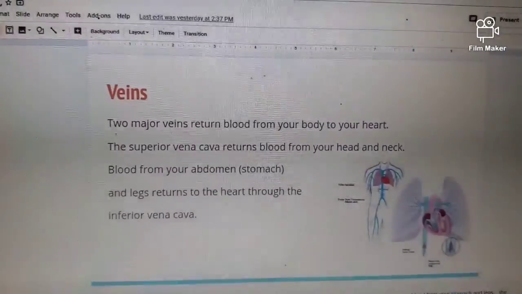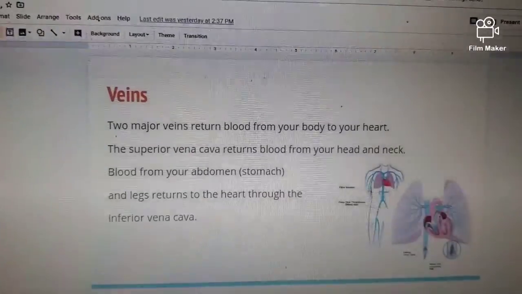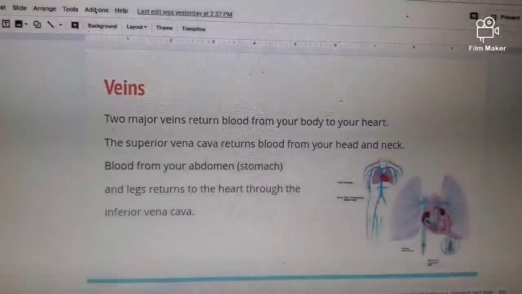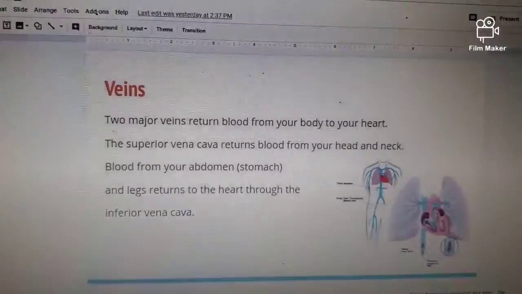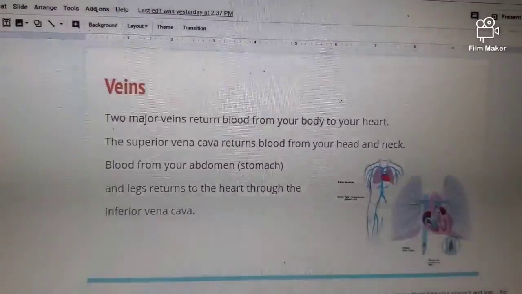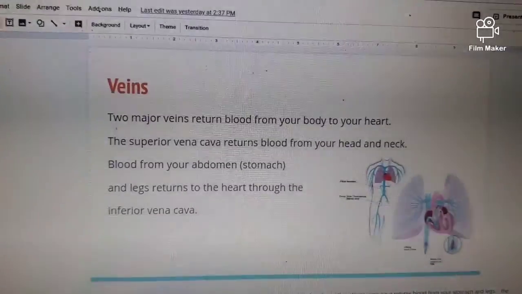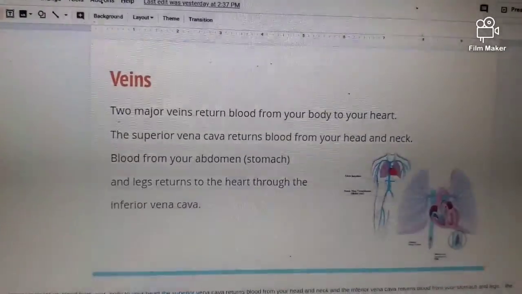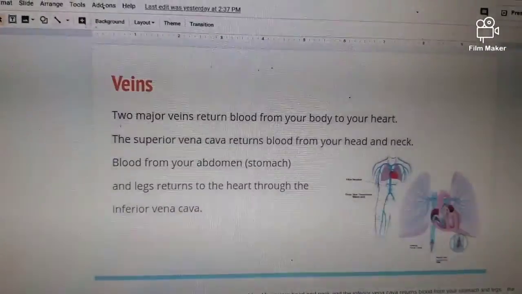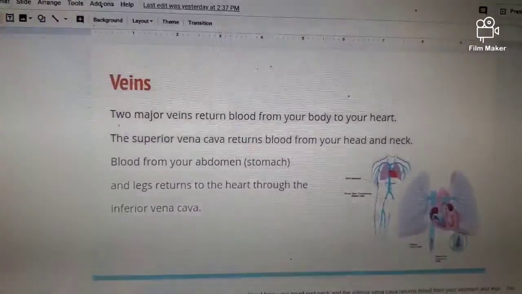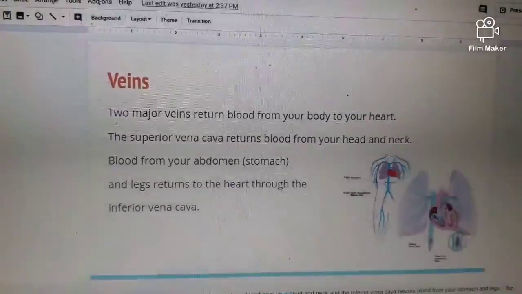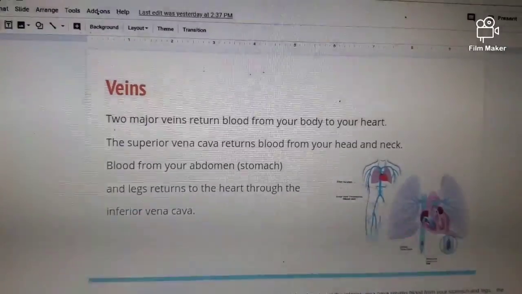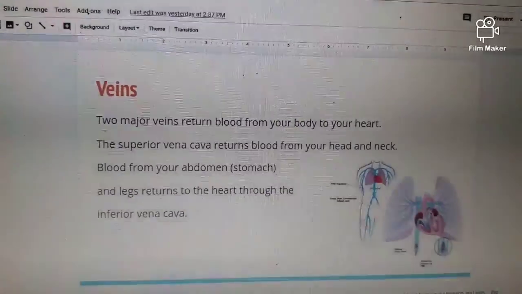Two major veins return blood from your body to your heart, and they are called the superior vena cava, which brings blood from your head and neck to your heart, and the inferior vena cava, which brings blood from your stomach and legs to the heart. The superior and inferior vena cava both bring blood to your right atrium. Remember, the blood is deoxygenated but filled with carbon dioxide.